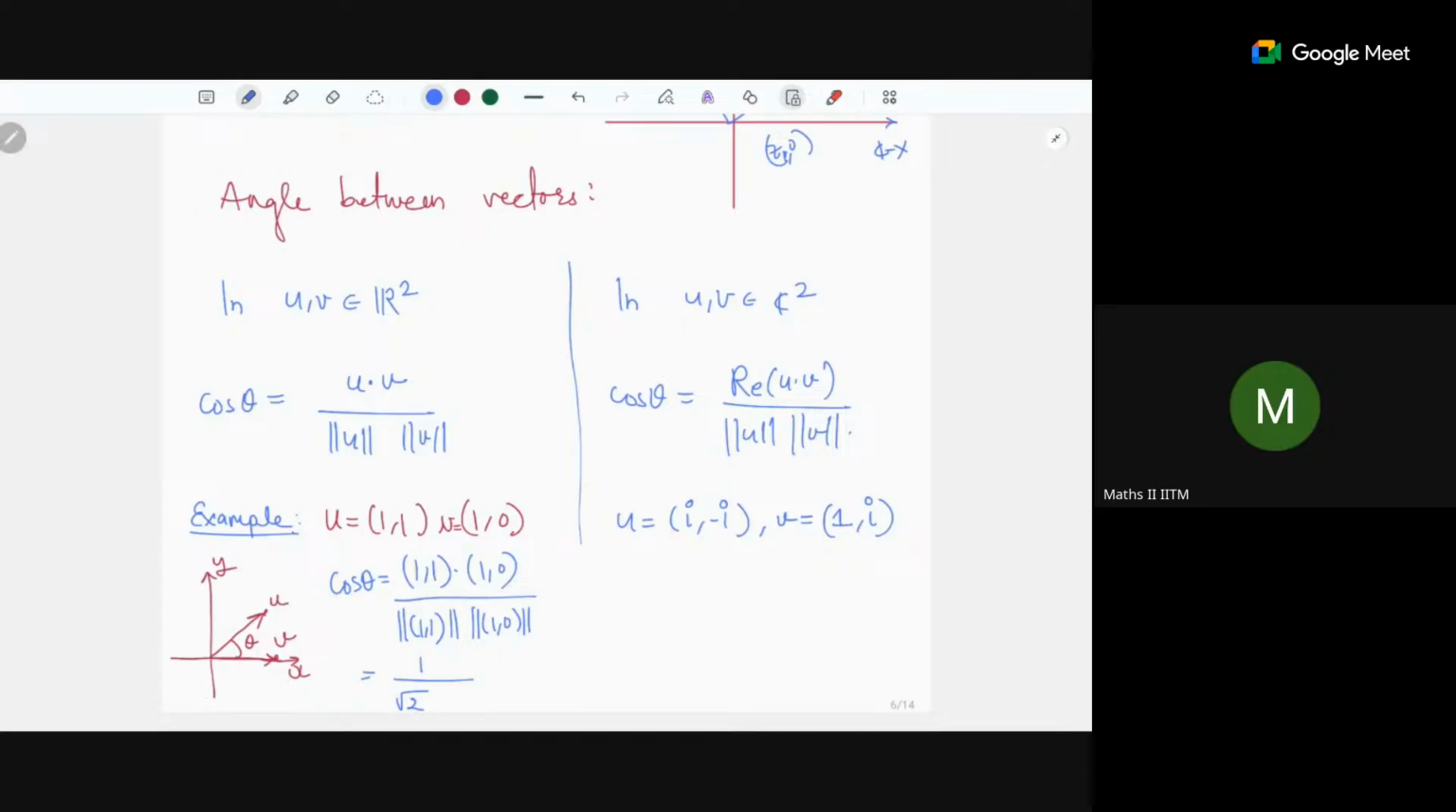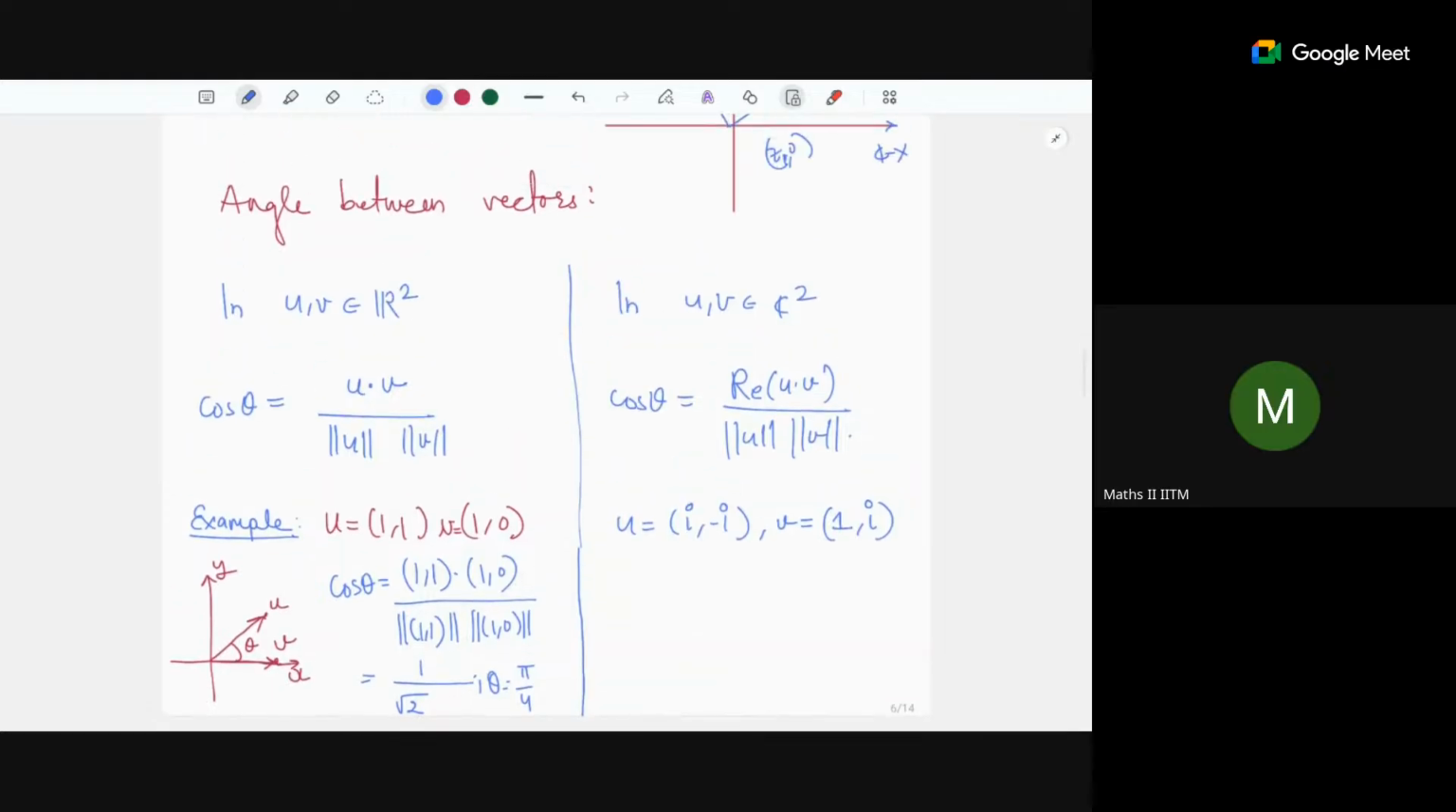For which value of theta is cos theta equal to 1 by root 2? It is 45 degrees. So this angle should be 45 degrees, so theta should be pi by 4. I'm looking at the least angle possible. You can have periodicity. Cos is a periodic function, so if you add 2 pi, you will get the same vector. But I'm not doing that.